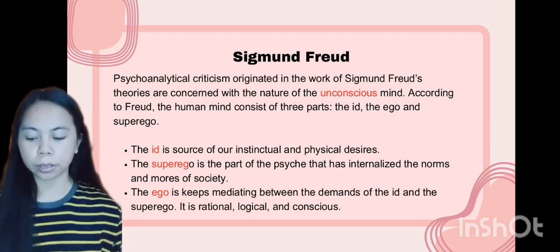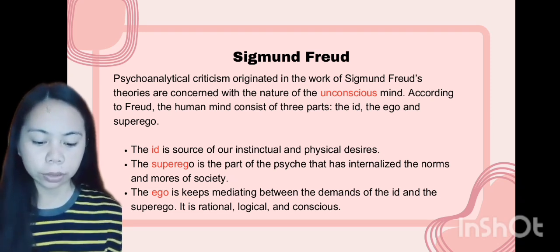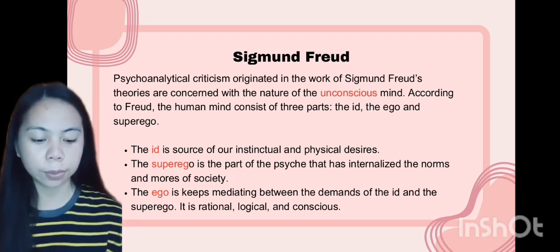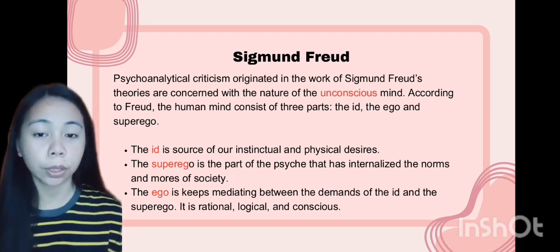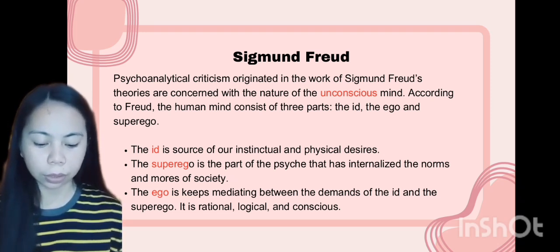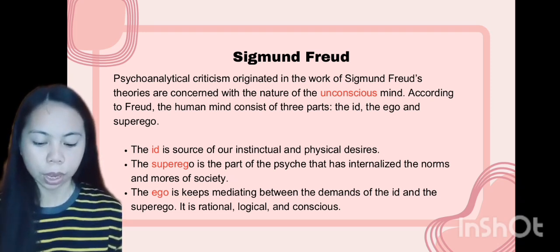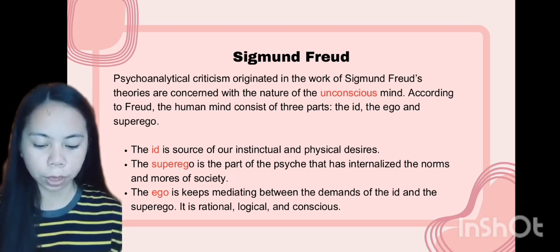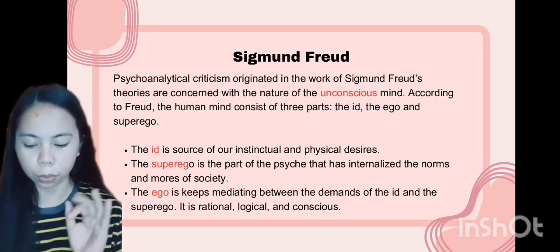The first one is the id. According to Sigmund Freud, the id has been present in humans since birth. It works on pleasure principles and primitive principles. It is the source of all psychic energy. The id is an unconscious state. The pleasure principle means the instant gratification of an individual's pleasure, needs, and wants.